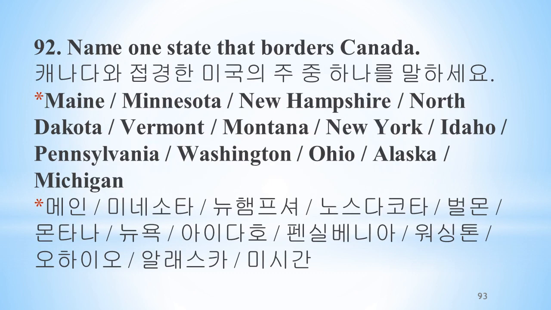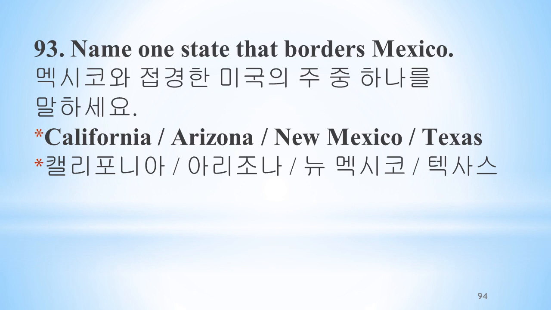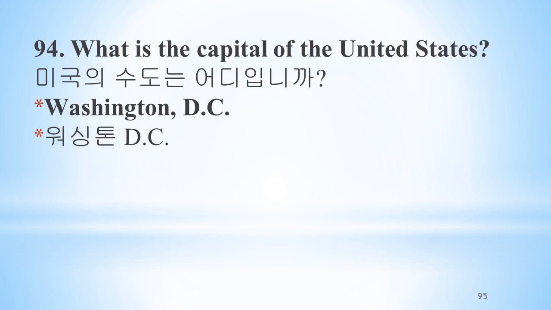Name one state that borders Canada. Maine, Minnesota, New Hampshire, North Dakota, Vermont, Montana, New York, Idaho, Pennsylvania, Washington, Ohio, Alaska, Michigan. Name one state that borders Mexico. California, Arizona, New Mexico, Texas.